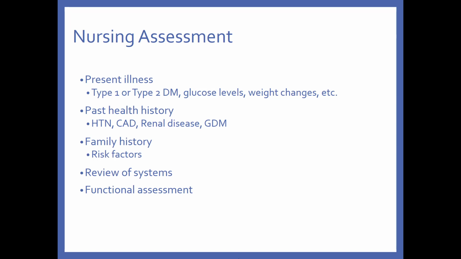And then review of systems. We need to do a good physical assessment and looking at, do they have any vision changes, skin changes, numbness or tingling in the extremities. Functional wise, are they able to manage their disease at home, physically, financially? Do they have all the resources that they need to be able to get their medications, be able to monitor glucose at home? Do they have all the funds that they need to be able to purchase all of that medical equipment? So just an overall good assessment there.